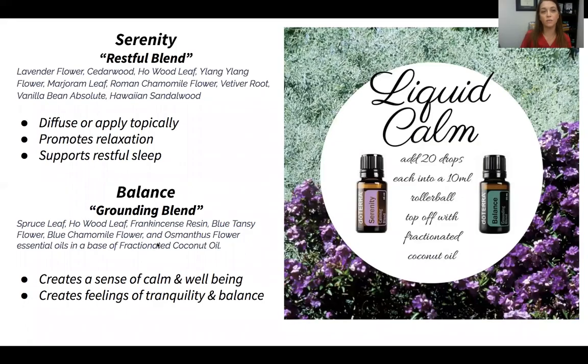And then lastly, for stress, these have been around forever, but we have our restful blend, Serenity, and our grounding blend, Balance. Those two together is what we call liquid calm. So you can use them in the diffuser together, in a roller ball together, and both of those are to be used aromatically or topically, but they're really great oils to lean on if you're suffering from problems with sleeping, or again, just an oil for stress.